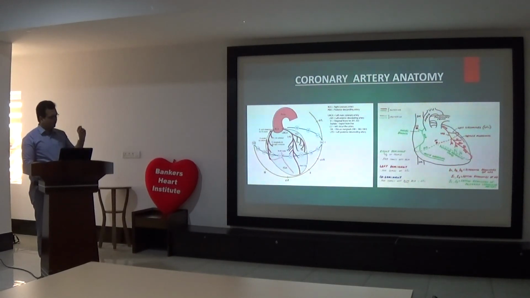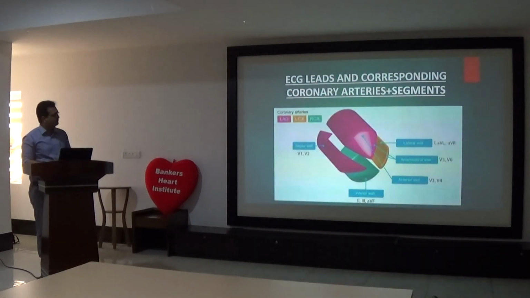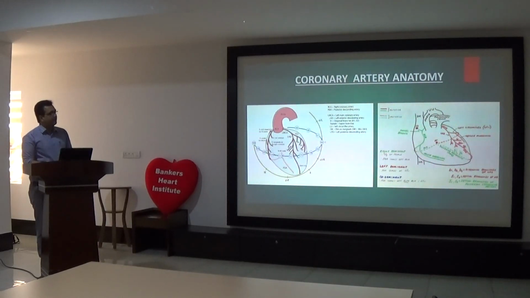Then further, the right coronary artery takes a wrap and goes into the posterior atrioventricular sulcus and supplies the AV node. That is the fourth branch of the right coronary artery. Then it continues into the posterior interventricular groove and gives the posterior descending artery. That is the fifth branch. So this is the anatomy of the right coronary artery.